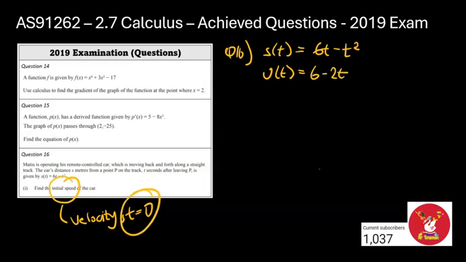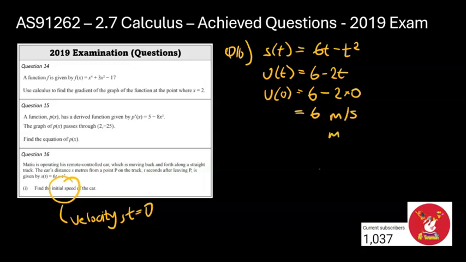So the velocity in terms of time is going to be equal to 6 minus 2t. And as noted before, initial speed means t is equal to 0. So our velocity when t is equal to 0 is going to be 6 minus 2 times 0, which is just going to be 6. And don't forget our units. So this is meters per second. You might also write meters per second to the minus 1 as well. Both of those are all good for your units.